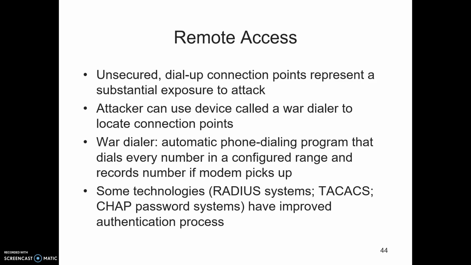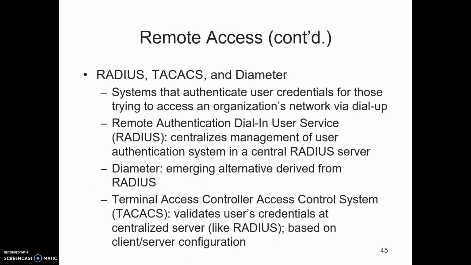Some technologies such as RADIUS systems or TACACS and Chapter 6 password systems have improved the authentication process, and you can see now there are many options in the authentication, just to make sure that no one can access other people's information. RADIUS and TACACS are systems that authenticate the credentials of users who are trying to access an organization's network via a dial-up connection.